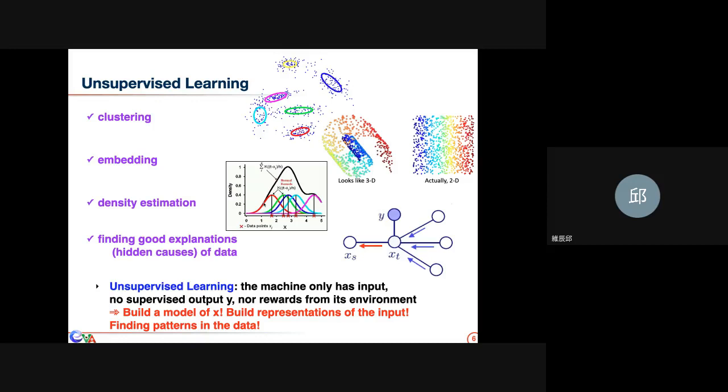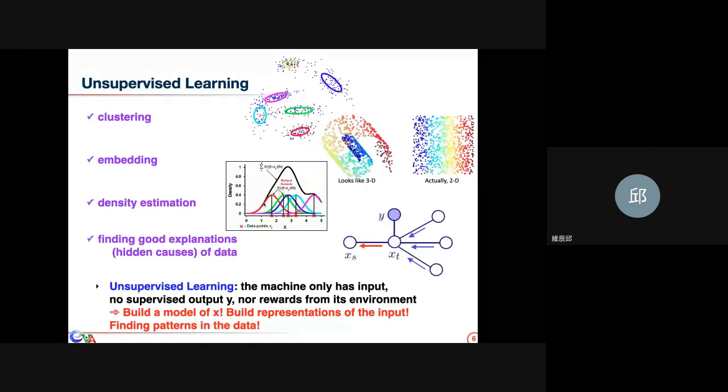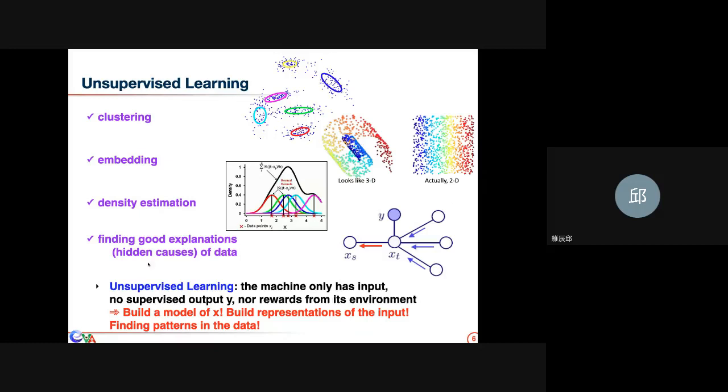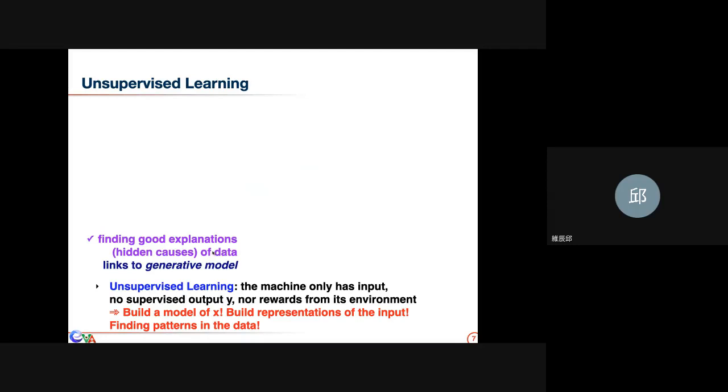So no matter for clustering, embedding, and density estimation, they all belong to the category of unsupervised learning, because you actually don't have any labels of your data points, right? Okay, and the fourth category, finding good explanations of your data, is basically linked to generative models. So first I will talk about generative models, and then I will give you a very high level idea about this subcategory, okay?